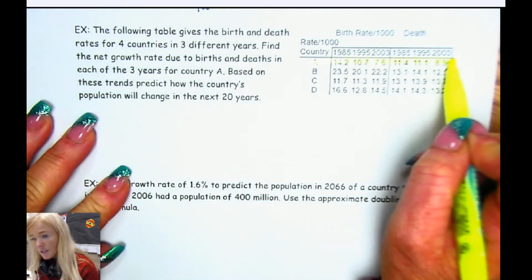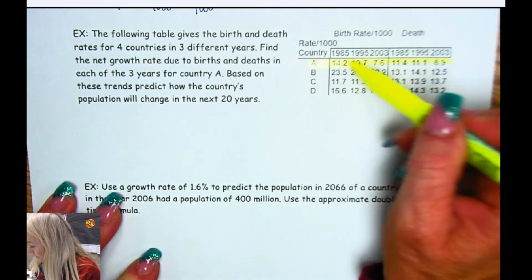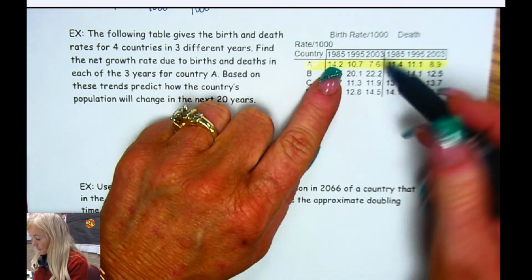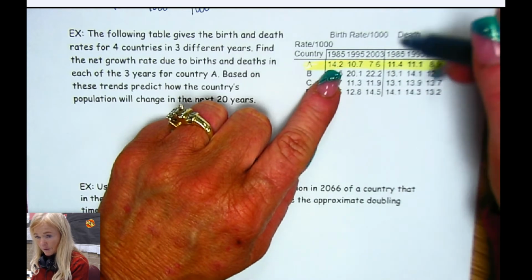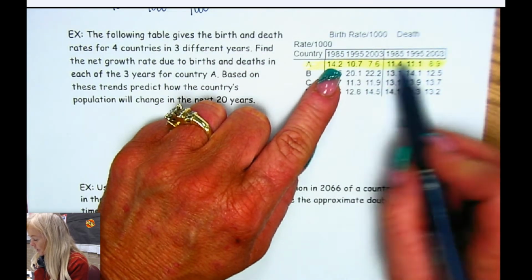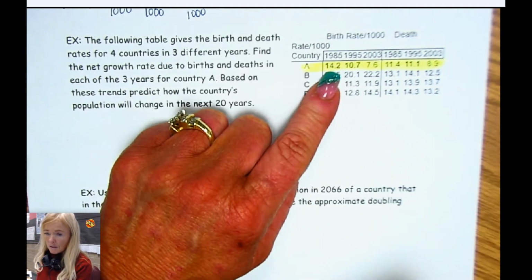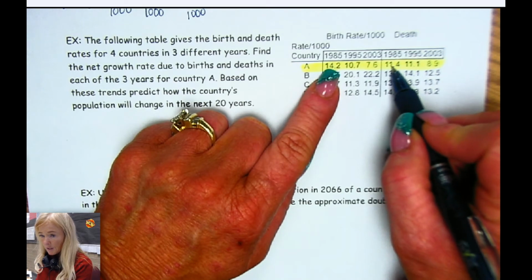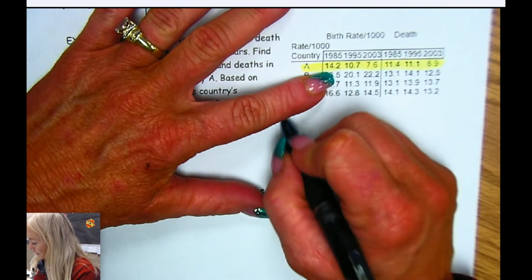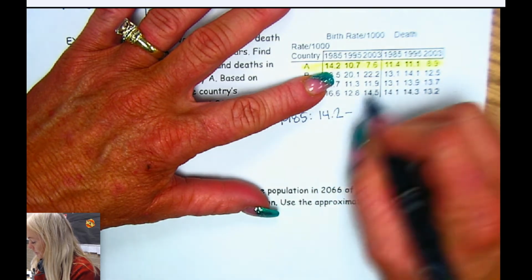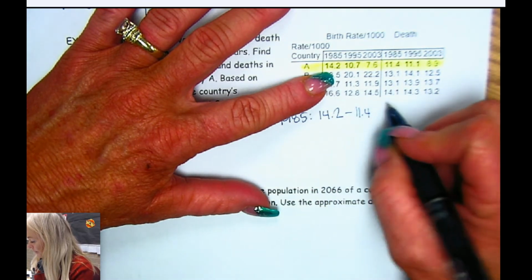I'm going to just highlight it so that we can see that the top row is all country A's birth and death rates for the following year. So these are birth rates until you see the column ender, and then the death rates follow that. So we're just going to take 1985's birth rate and death rate and find their difference. So 1985 would be 14.2 is the birth rate, and we're going to subtract 11.4, which is the death rate.